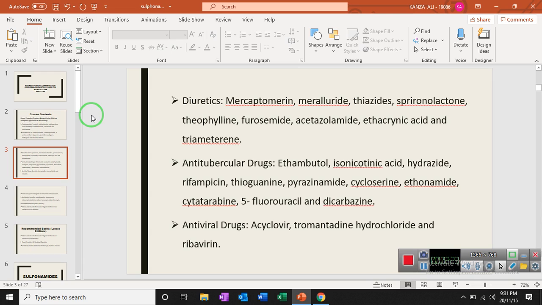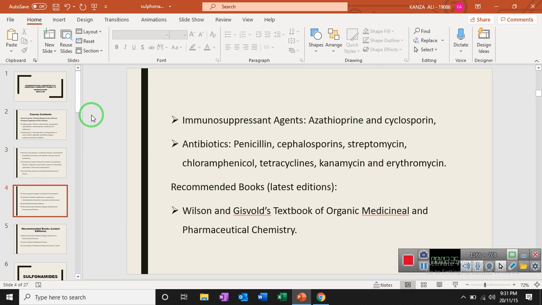In antiviral drugs, we are going to study acyclovir, tromantadine hydrochloride, ribavirin, and some other drugs. In immunosuppressants, azathioprine and cyclosporine. In antibiotics, penicillins, cephalosporins, streptomycin, chloramphenicol, tetracyclines, kanamycin, and erythromycin.